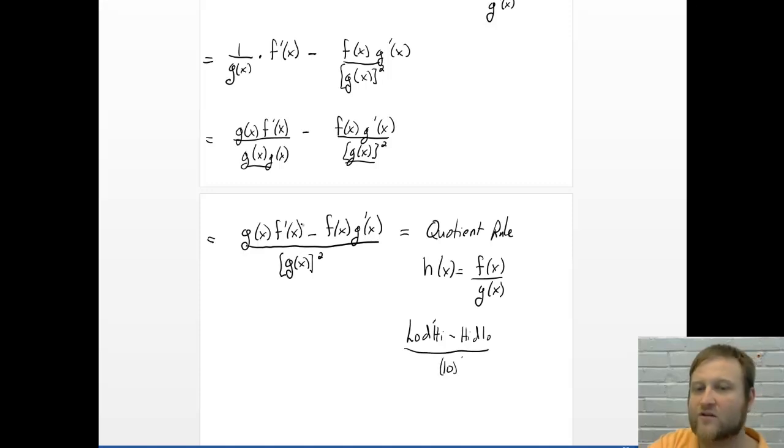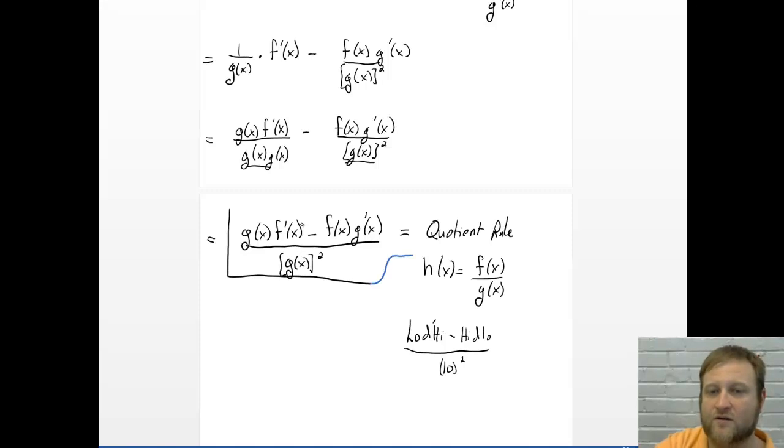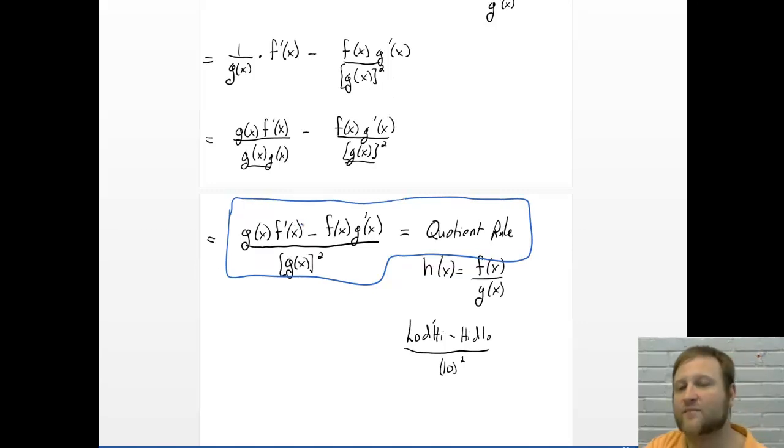The low is g of x, our bottom function. D high is the derivative of our top function, the numerator. High is our top function, and d low is the derivative of the denominator, g of x, which would be g prime of x, all over low squared. So this is how we are able to prove our quotient rule using the original definition of the derivative, given that you have the function f of x divided by the function g of x.